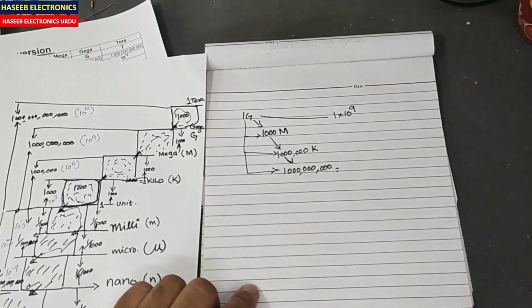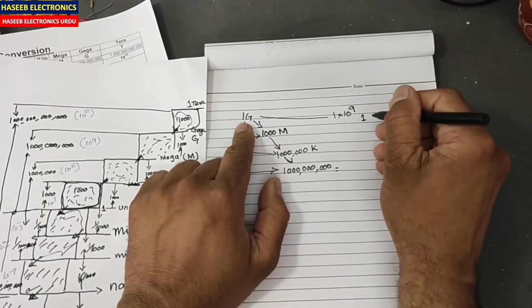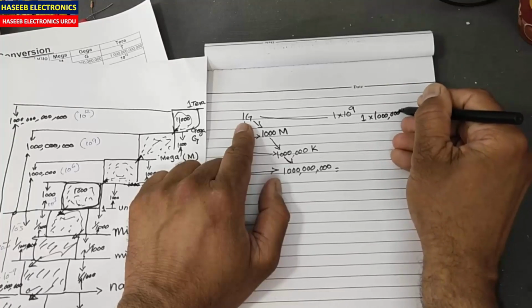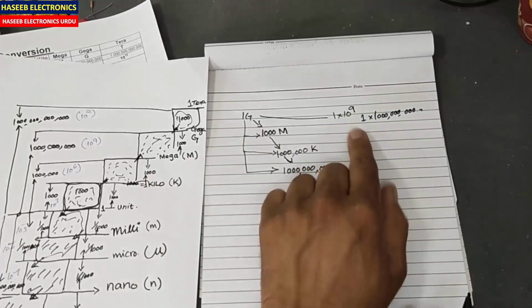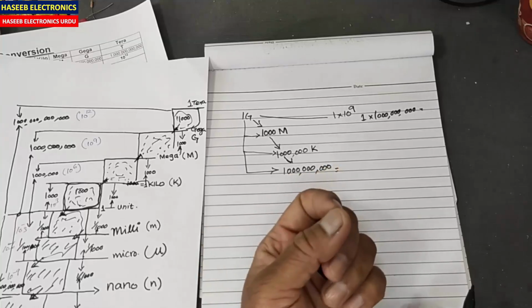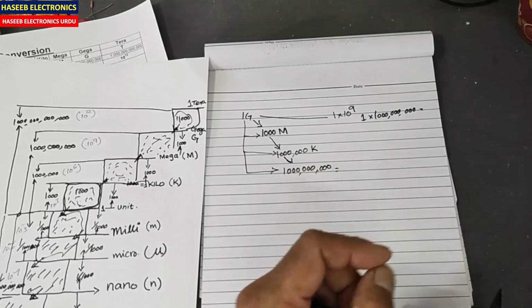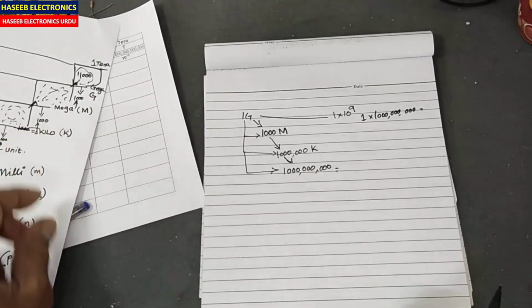So it's 1 giga. Directly we will multiply 1 giga with 9 zeros. So we will convert this value here. It is 1 billion, either it is volt, ampere, watt, microfarad, farad, resistance, whatsoever.